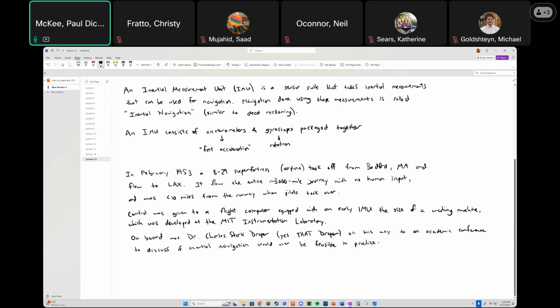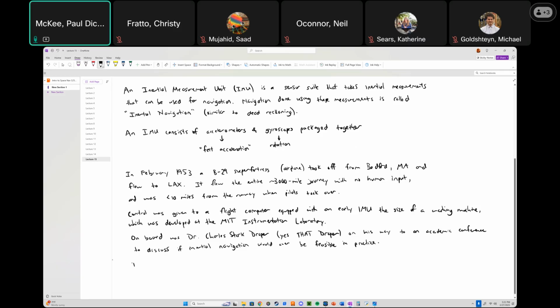So he showed up to a conference about whether or not inertial nav would ever really make sense on an airplane. And he flew there on an airplane that was doing a live demonstration of inertial nav. I mean, this is the sort of thing that Tony Stark from Iron Man would do. This is the type of engineering showmanship that you just don't hear about anymore.